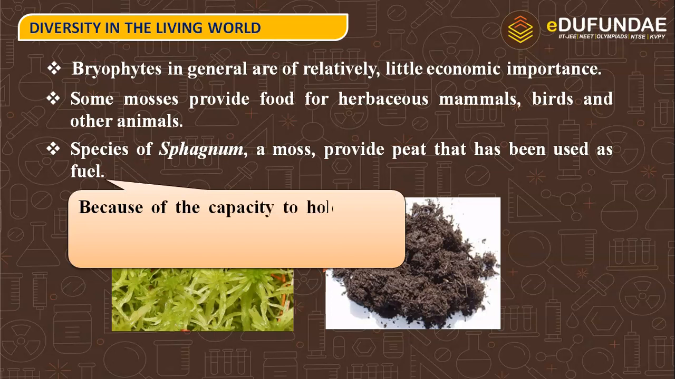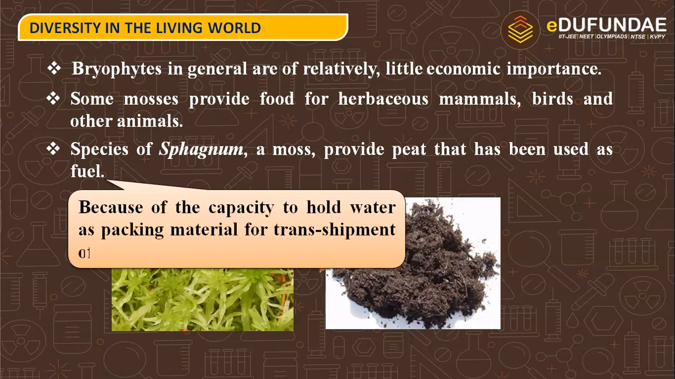Peat is used for domestic heating purposes as an alternative to firewood, and it is also used as packing material for the transshipment of living material because it has water holding capacity. So there are two roles provided by this peat. First of all, it is used as a domestic fuel. And it is such an efficient domestic fuel that along with using it for household cooking, it can also be used to generate a small amount of electricity.